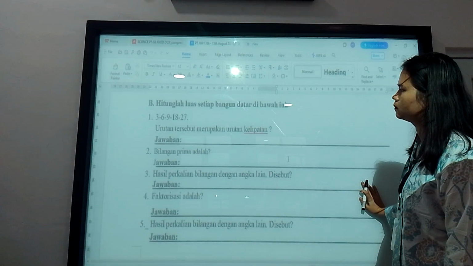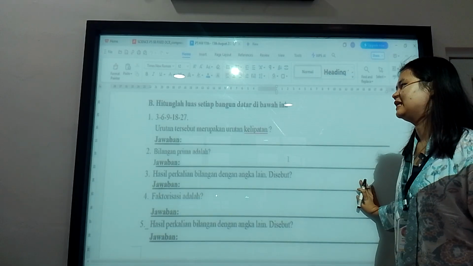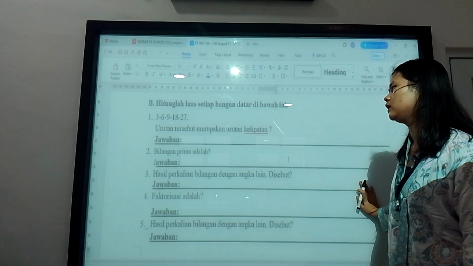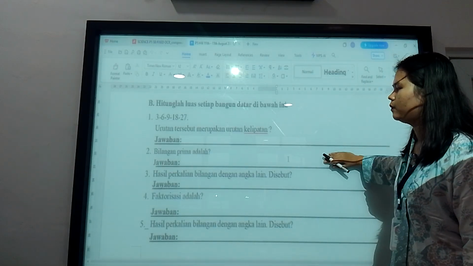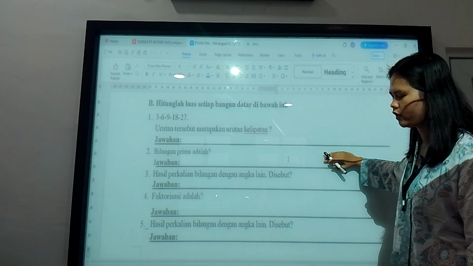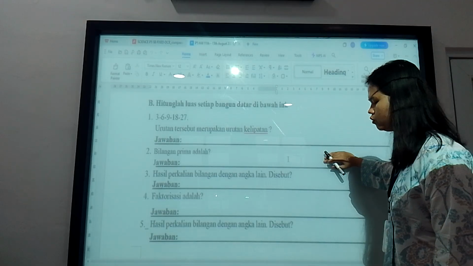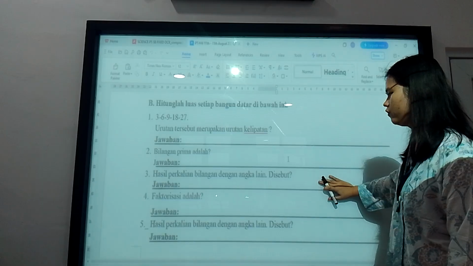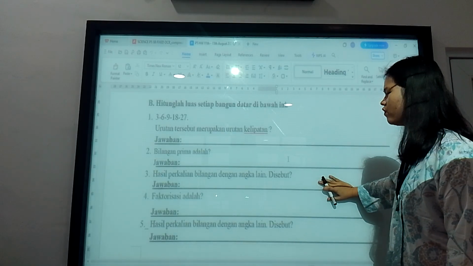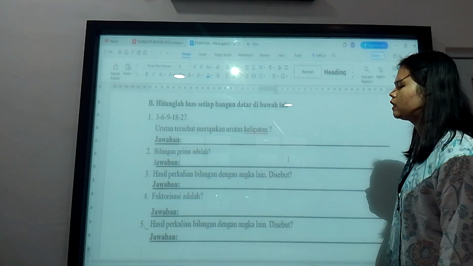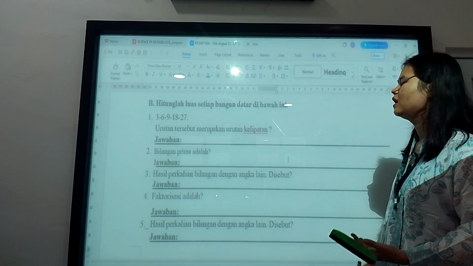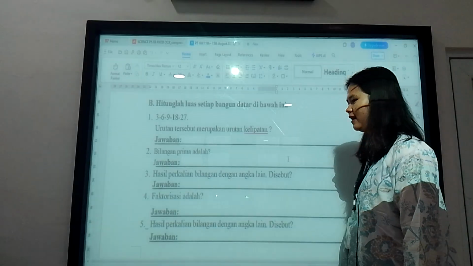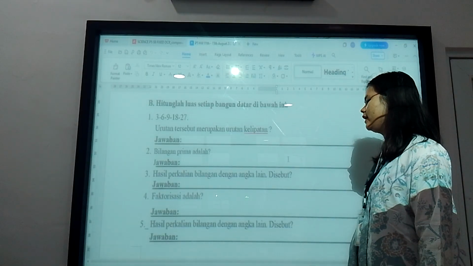Oke, Miss. Soal nomor 1. Soal nomor 1: 3, 6, 9, 18, 27. Urutan tersebut merupakan urutan kelipatan 3. Bilangan prima adalah bilangan yang memiliki 2 faktor, yaitu bilangan 1 dan bilangan itu sendiri. Hasil perkalian bilangan dengan angka lain disebut kelipatan. Faktorisasi adalah memecah bilangan membentuk perkalian bilangan prima.